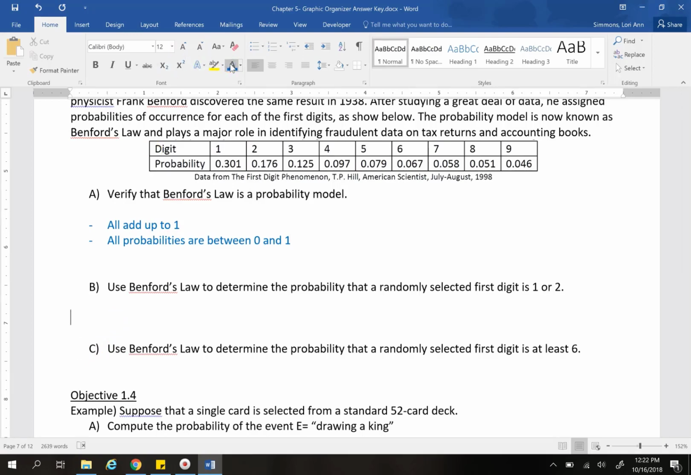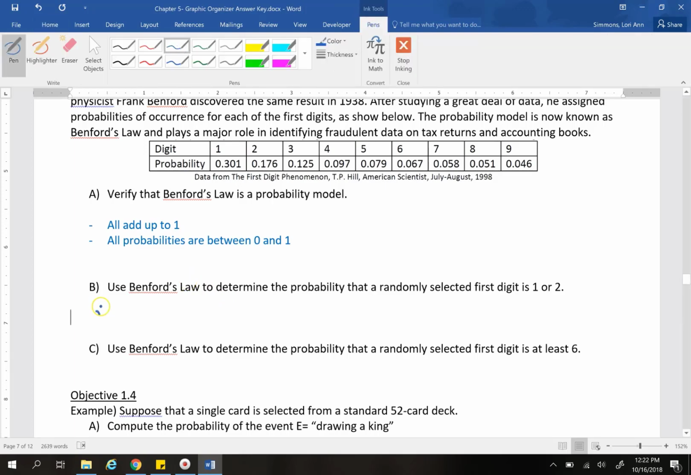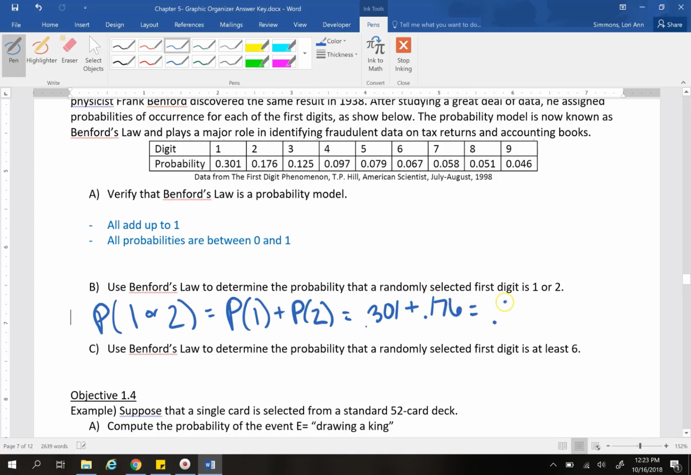Then, use Benford's law to determine the probability that a randomly selected first digit is 1 or 2. So what this is saying is we want the probability of 1 or 2. These are disjoint, right? Because you cannot have 1 and 2 be the first digit at the same time. So you can do the probability of 1 plus the probability of 2 from the addition rule that we learned above. What is the probability of 1? And then 2. Add those together, and we get 0.477.